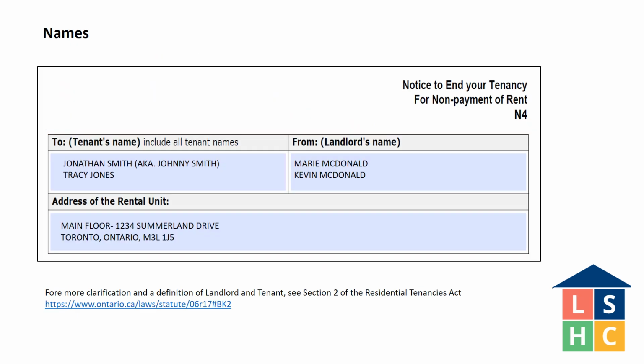When listing the tenants, include names of those who are identified on your tenancy agreement as tenants, or in the case of verbal tenancies, include names of only those who have been paying rent. If your tenant uses a nickname, include both their legal name and their nickname. See the example with Jonathan Smith.